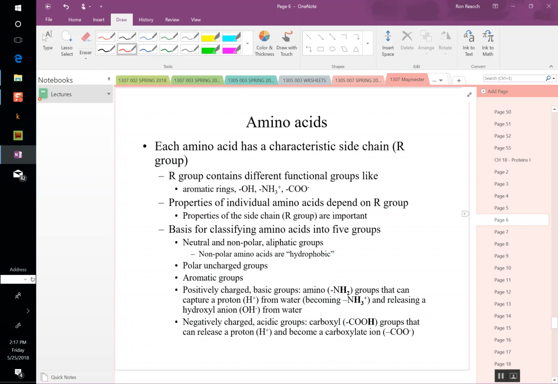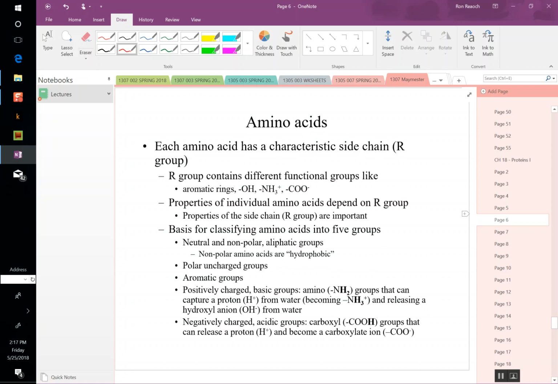The classification has to do with the nature of the R group, since everything else is the same. There's a carboxylic acid, there's an amine, there's a hydrogen. The only difference is the R group. How do these R groups differ? Some of them are nonpolar. Some of them are polar. Some of them are aromatic. Some of them have a positive charge, and some of them have a negative charge. So those are the 5 categories they fall into.